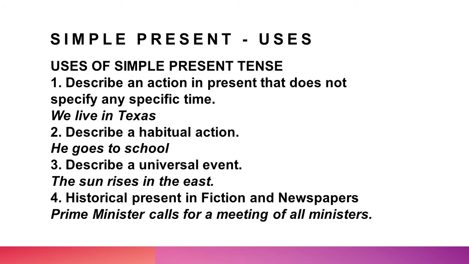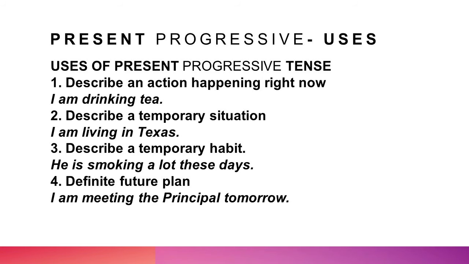How do you use the present progressive tense? What are the different uses of the present progressive tense? The first use, obviously, is to describe an action that is happening right now. I am drinking tea. This is happening right now. But it's also used to describe a temporary situation.